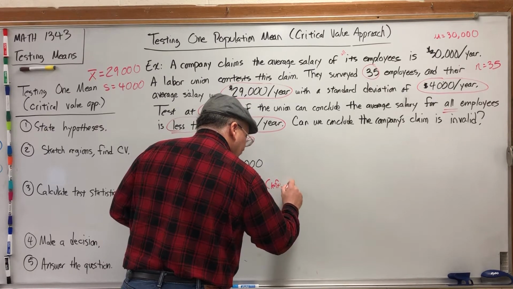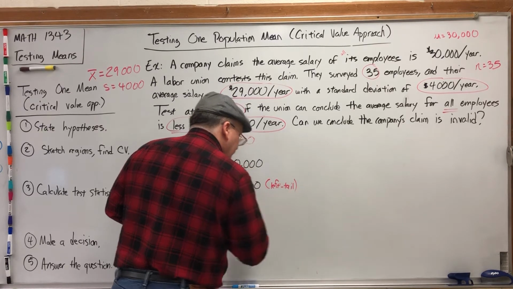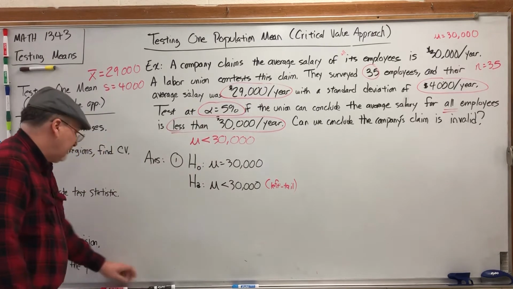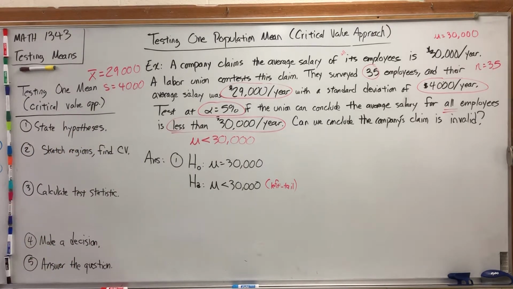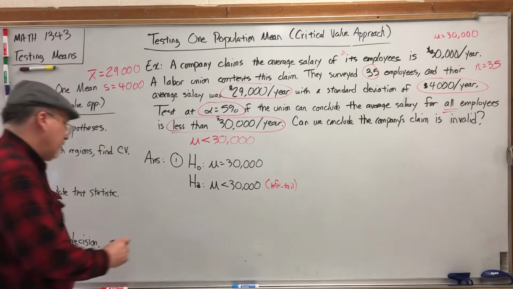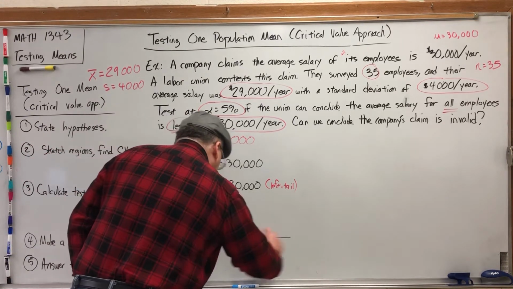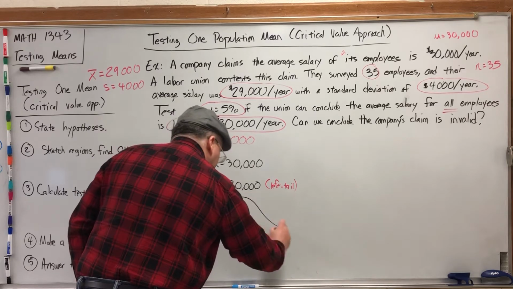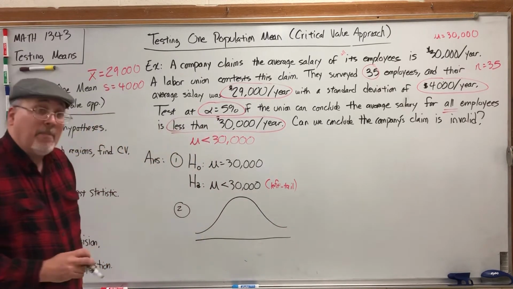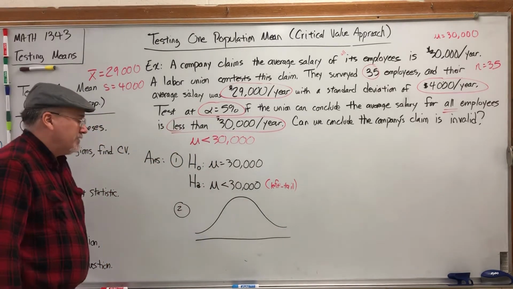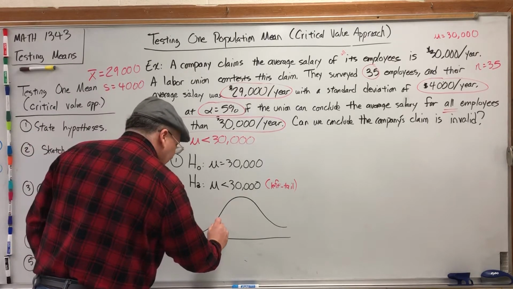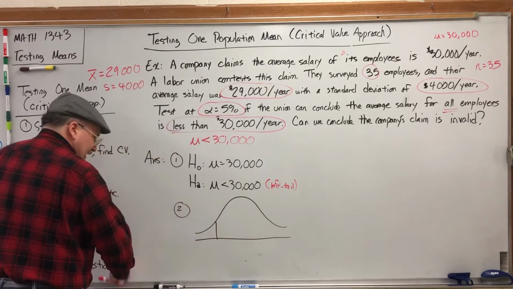If I can write here. All right, so there's step 1. Step 2 is to sketch the regions and find the critical value. To sketch the regions, start with the bell curve, and then shade in the left, right, or two tails, depending upon the alternative hypothesis. Since this alternative hypothesis was less than, this is a left tail test, and we will shade the left tail.